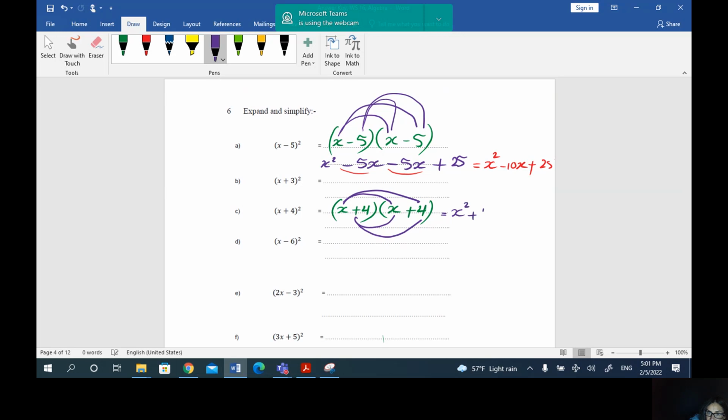And this will bring us to x times x, x squared. X times 4 is plus 4x. 4 times x is plus 4x. 4 times 4 is plus 16. Last step, we are going to collect like terms. X squared will come down on its own. Plus 4x plus 4x are like terms, so it's plus 8x. Plus 16 will come down as is, as there is no like term to it. So it is easy to do D, as D and A are alike, while B and C are alike.